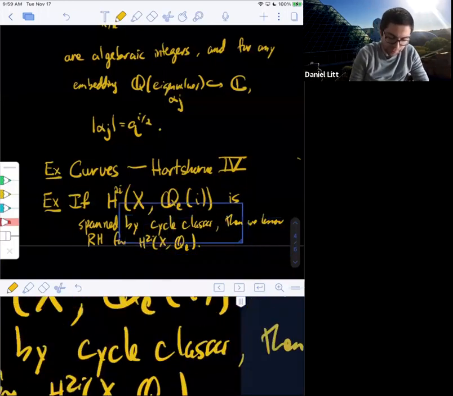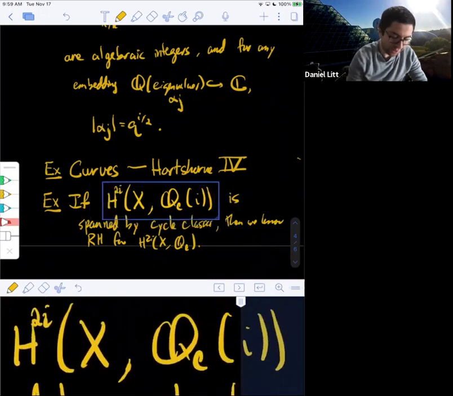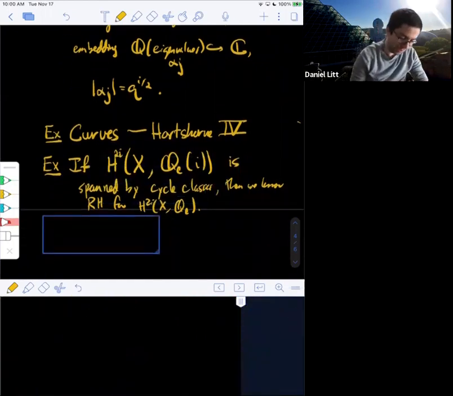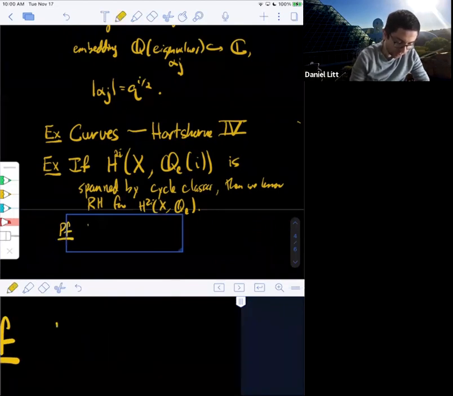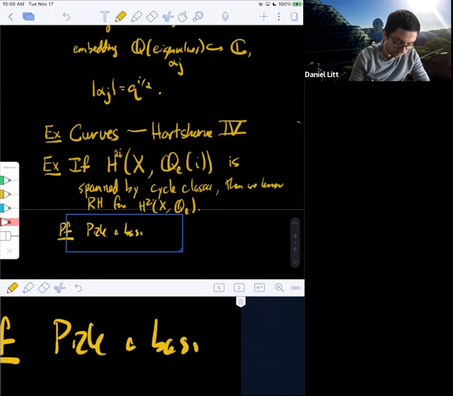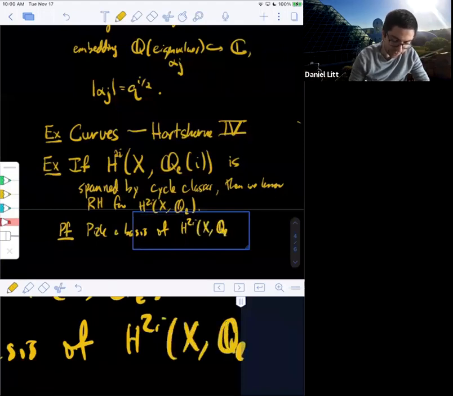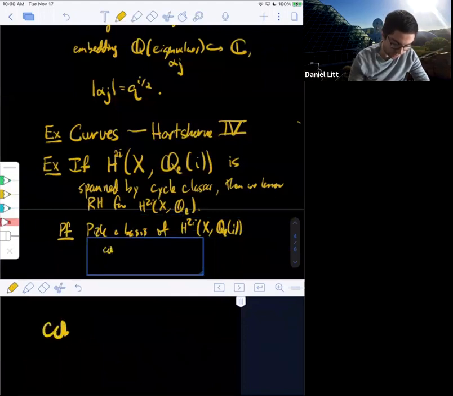If you're spanned by cycle classes, you can just pick a basis of cycle classes. Well, how should I say this? Let me just prove this. Proof. So pick a basis of cycle classes of H^{2i}(X). By cycle classes, I just mean the classes in cohomology associated to some subvarieties of codimension i.